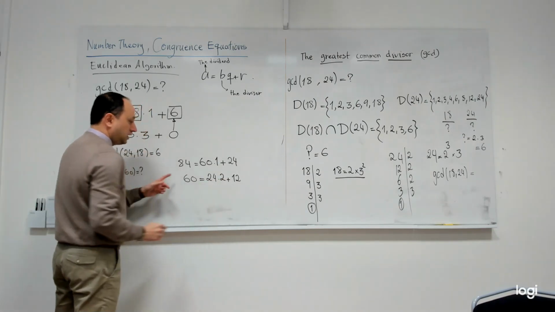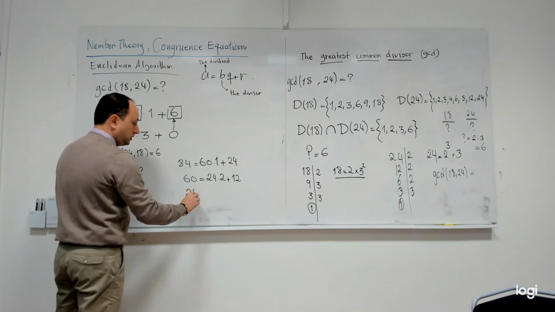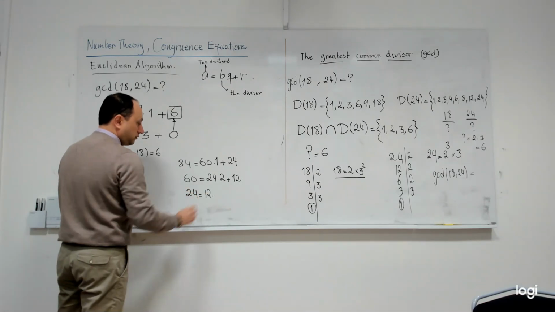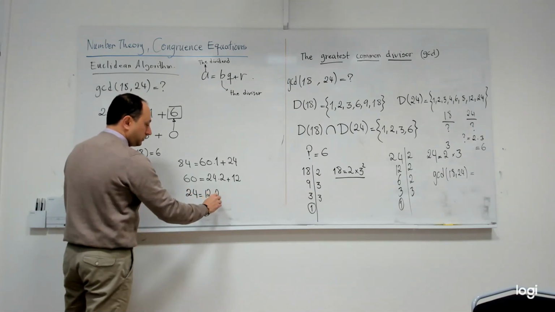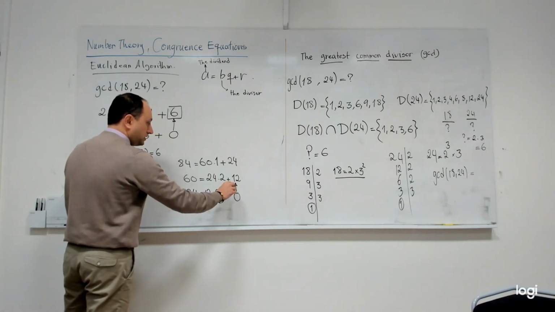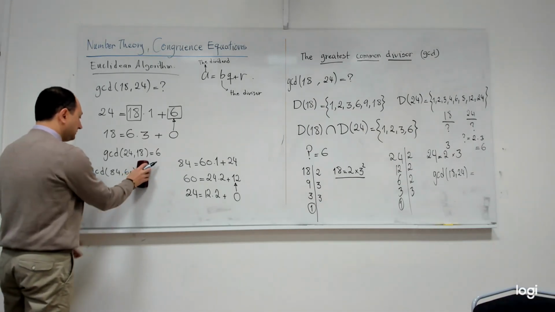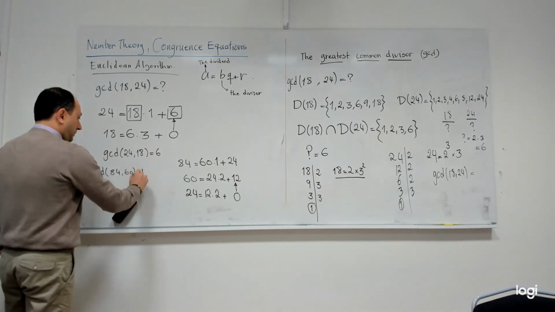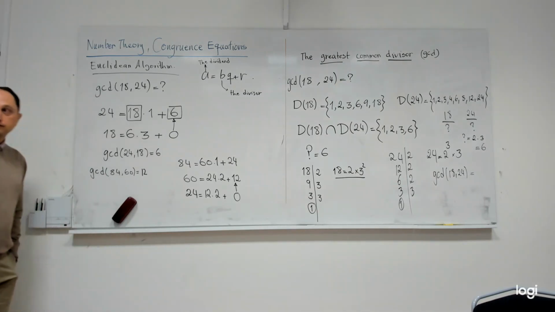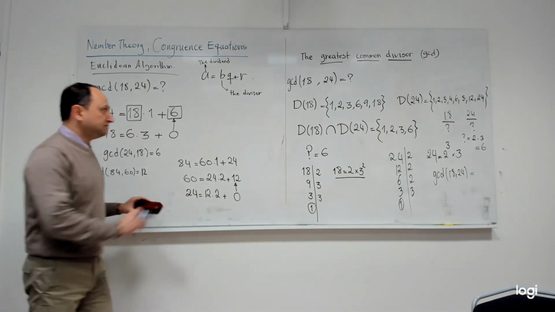And then I repeat this process between these two numbers again. So 24 and 12. What is the quotient here? 2. And what is the remainder? 0. As soon as I get 0, the previous remainder is my answer. So the answer to this is 12. Okay, so let us check this one using that method as well.